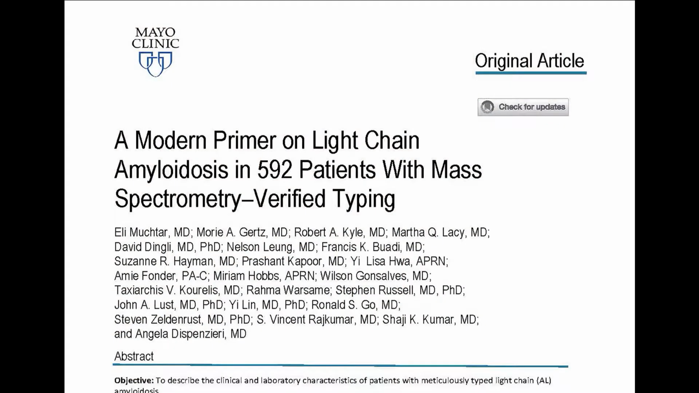There are 4 articles that have been selected as our Editor's Choice or Highlights articles this month. Our Editor's Choice is an original article entitled A Modern Primer on Light Chain Amyloidosis in 592 patients with mass spectrometry verified typing. This paper is authored by Dr. Eli Mukhtar and colleagues from the divisions of Hematology and Nephrology and Hypertension at Mayo Clinic in Rochester, Minnesota.